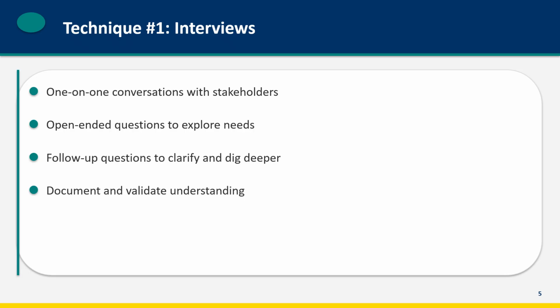Use open-ended questions to explore. Instead of, "Do you need this feature?" ask, "What would make your job easier?" Listen more than you talk. Let stakeholders explain in their own words. Use follow-up questions to clarify and dig deeper. When they say something vague like, "It should be fast," ask how fast. What happens if it takes 5 seconds versus 2 seconds? Document what you hear and validate your understanding by repeating it back to them.